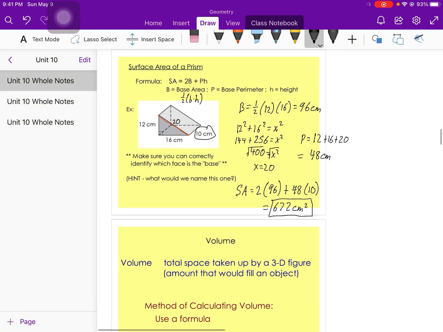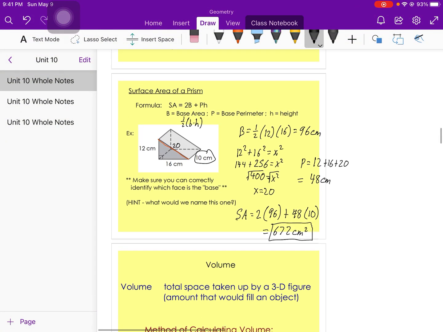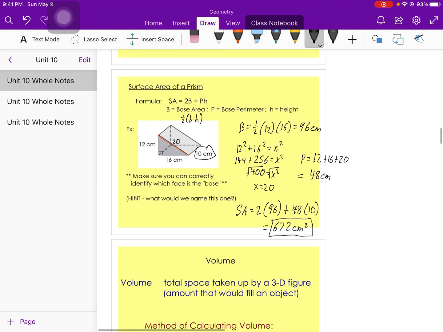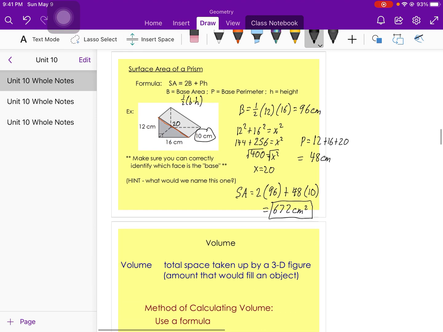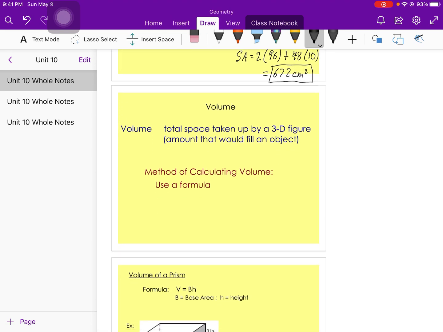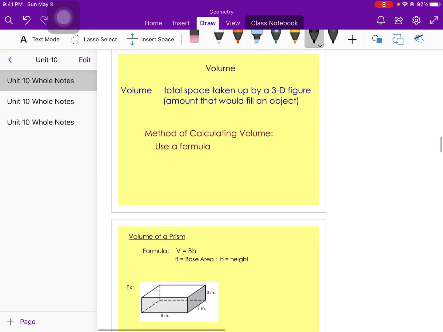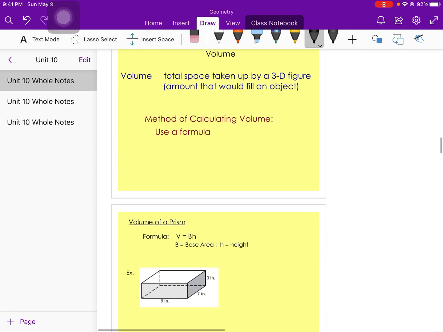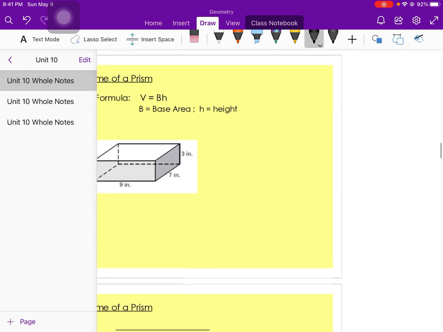Now those aren't too bad. Surface area is usually pretty straightforward. It's just finding the individual pieces that we've already practiced in the previous units. So just kind of got to rely on some of that prior knowledge. Now volume can actually be even easier for a lot of these. Remember that the volume is the total space taken up by a 3D figure. It's the amount that would fill inside of an object. So the outside, the covering of your three-dimensional object, that's surface area, but the inner space is the volume. And the method of calculating volume is to just use the formula. That's going to be our only way of doing it.